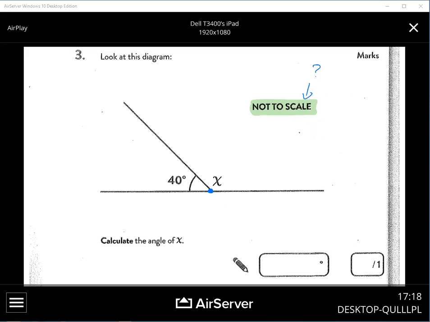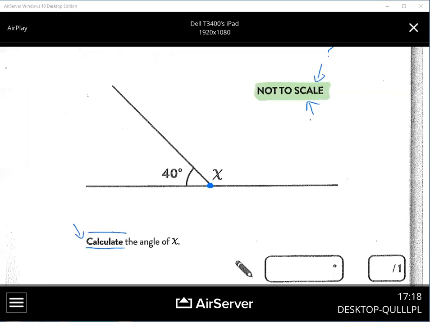So they want you to calculate the X. If you look at the keyword here, it means calculate. They didn't say measure, because if it said measure, then it would need to be drawn to scale, drawn accurately. So not to scale means don't start measuring the angle X on the diagram using a protractor. You'll most likely get the answer wrong. They want you to calculate it using principles of geometry.